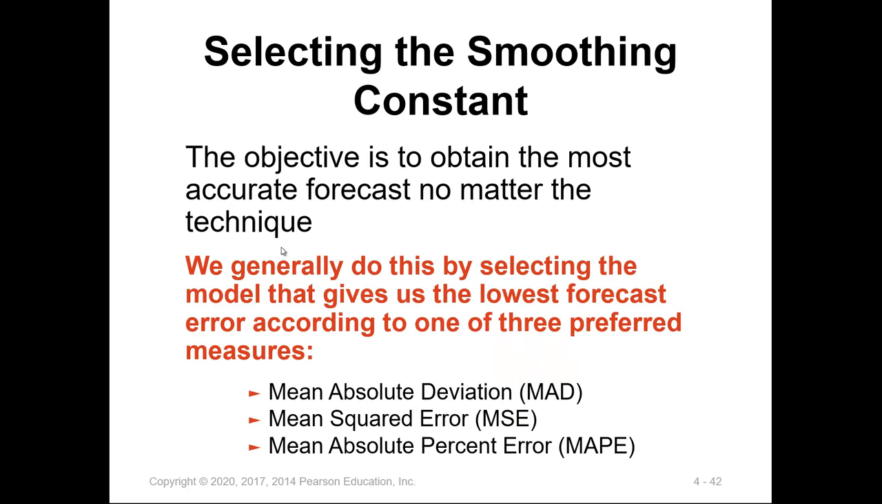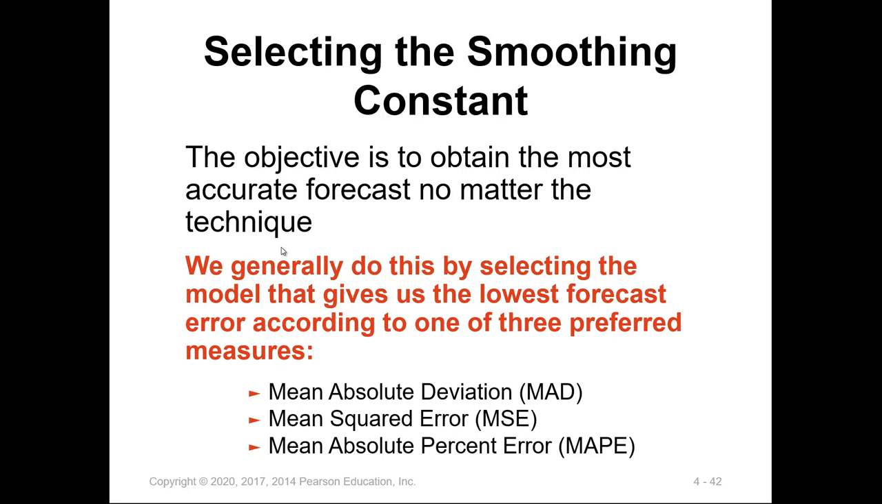So the objective of these methods is to obtain the most accurate forecast no matter what technique we are using. Forecast error will equal the actual minus the forecasted, actual demand minus forecasted demand. So it will be A t minus F t. When we choose alpha, we should take this into consideration. We generally do this by selecting the model that gives us the lowest forecast error according to one of the three preferred measures.